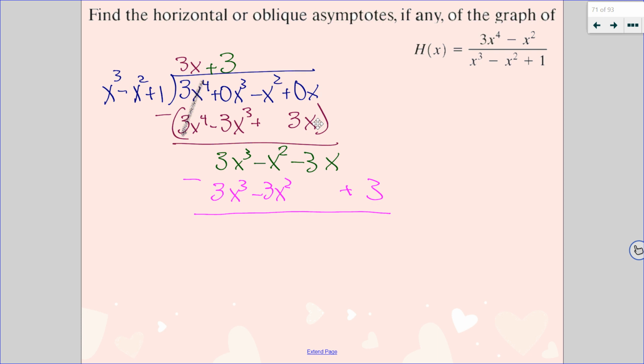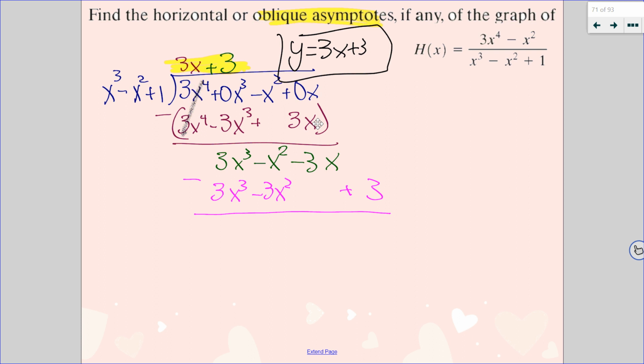Because all we're doing, if you read down the flow chart, is it says if the quotient is linear, you have an oblique asymptote. Is the quotient linear? So is the result from dividing linear? So is this linear? 3x plus 3, is that linear? Yep, so that means we have an oblique asymptote, and the equation of our oblique asymptote is y equals 3x plus 3. And the remainder just basically goes to 0. It doesn't make a big difference.